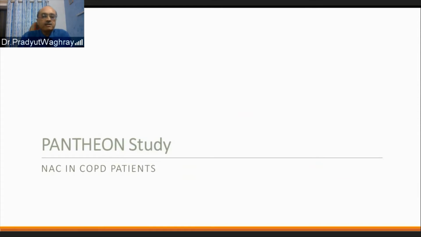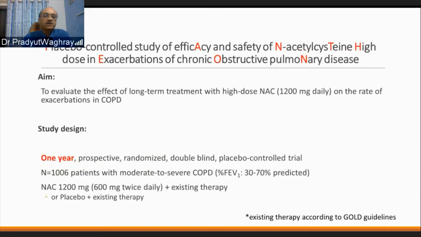With this background of the drug N-acetylcysteine, the PANTHEON study was conducted to know the role of NAC in COPD patients. PANTHEON stands for a placebo-controlled study of the efficacy and safety of high-dose N-acetylcysteine in exacerbations of COPD, and the dose of NAC given was 1200 milligrams per day in the form of 600 milligrams twice daily. This was a 1-year study. It was a prospective, randomized, double-blind, placebo-controlled trial.